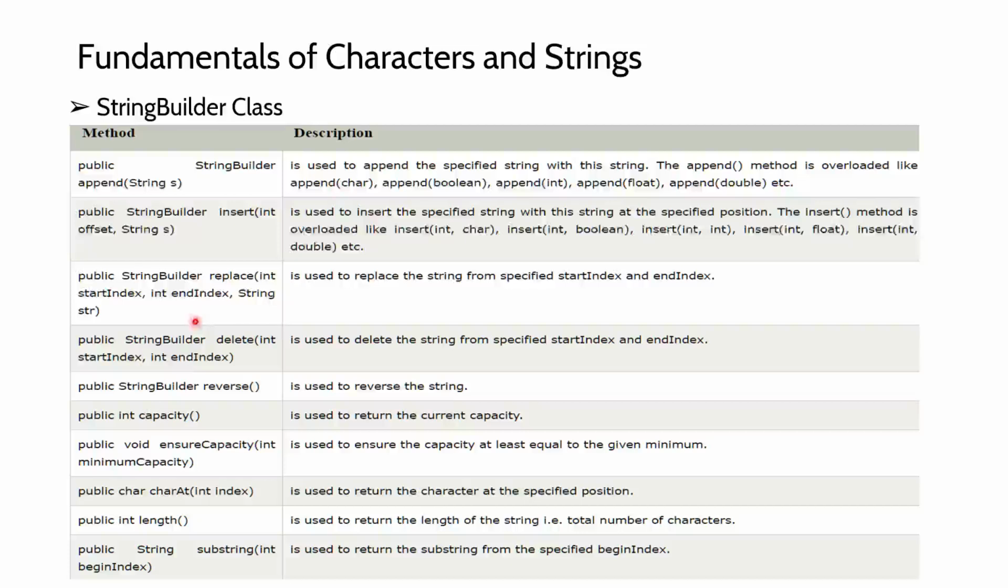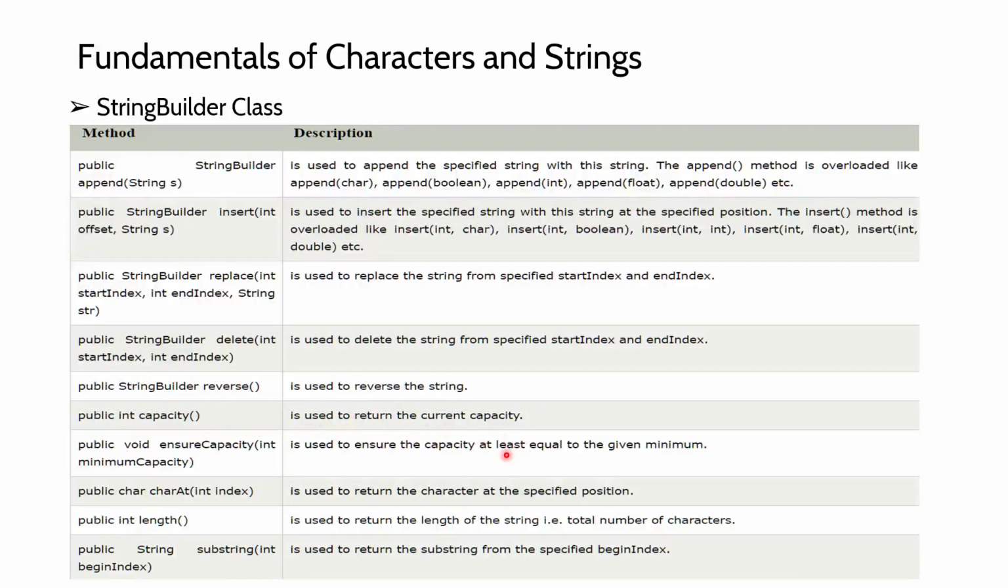The replace method is used to replace a string from a specified start index to an end index. And again, please take a look at all of these methods that we can call on StringBuilder. The delete method can remove all or part of a string based on a starting index and an ending index. The reverse method is used to reverse a string.